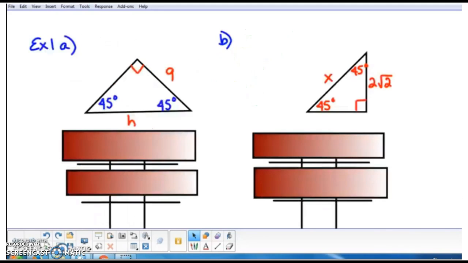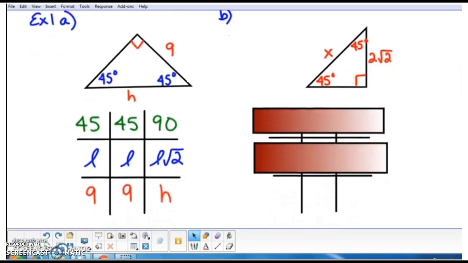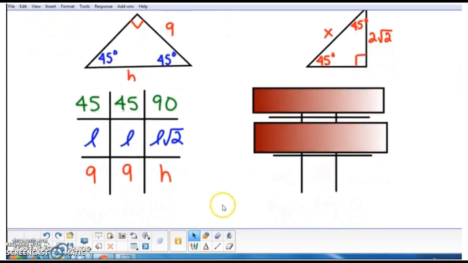Let's try some examples. Example 1a. I notice that I have a 45, 45, 90 triangle, so I'm going to use the new formula that we learned on the previous page. I know that both my legs are 9, so I can fill in the 9s. I know my hypotenuse is labeled with an h. Next, I'm going to use the formula that I just learned on a previous slide. The hypotenuse is equal to a leg times root 2. Notice that I wrote it in words this time instead of with L.